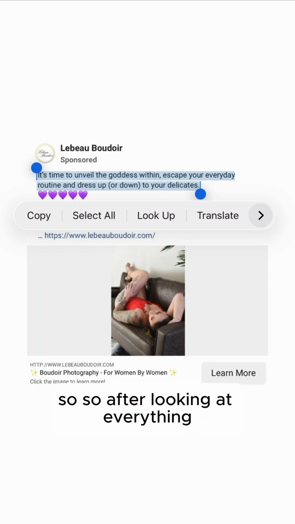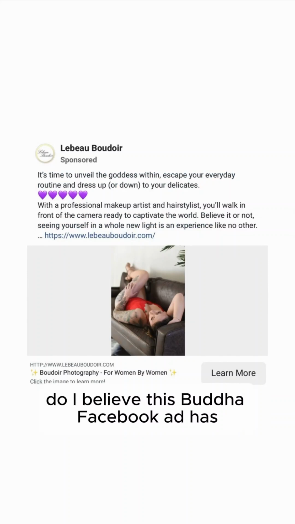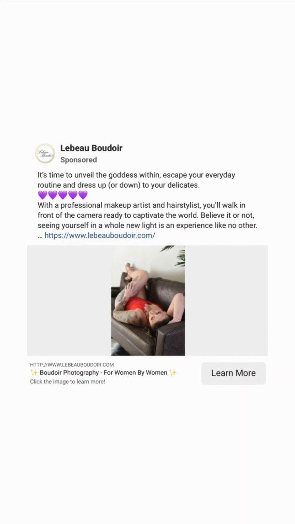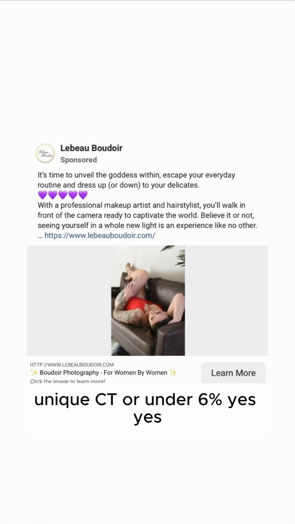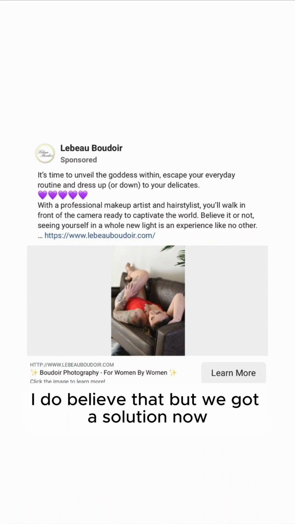So after looking at everything, do I believe this Boudoir Facebook ad has Boudoir low click syndrome, unique CTRL under 6%? Yes, I do believe that. But we got a solution now.